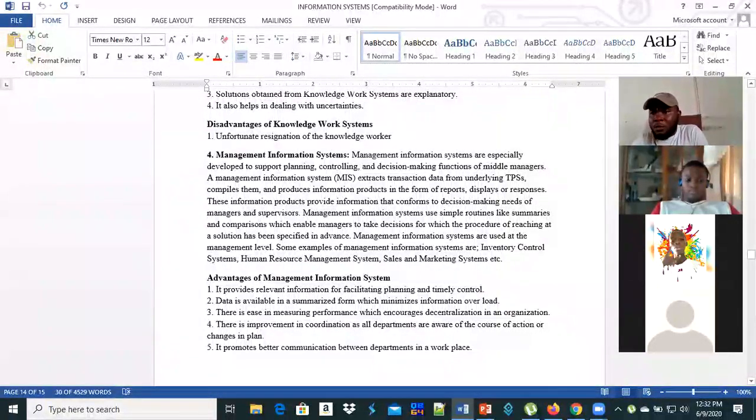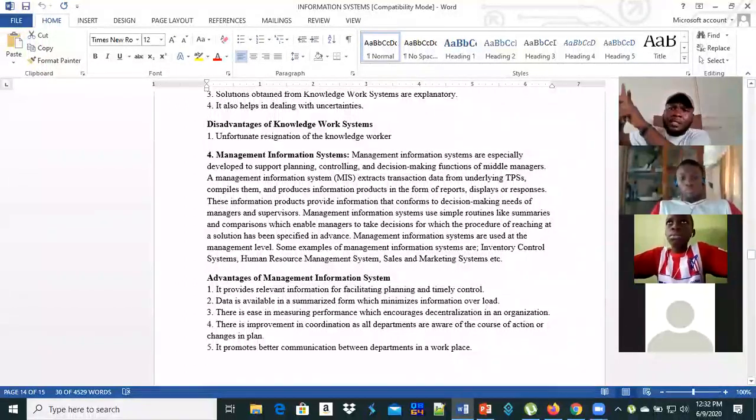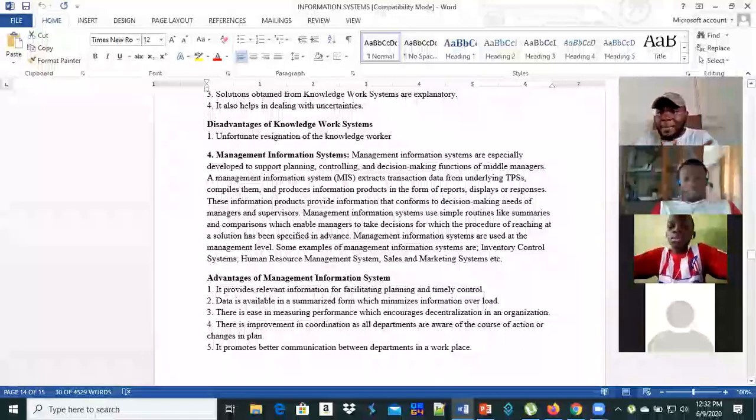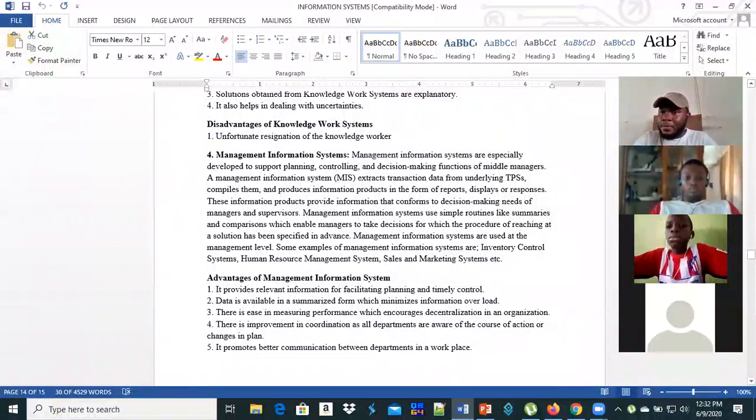So after the transaction processing system is done, those in the offices pick whatever happened that day, work on it, and then transmit it to those who matter. That is the management information system. So those there, the middle managers, it's very, very critical. They take the data from the transaction processing system, and then they make some sort of management decision.